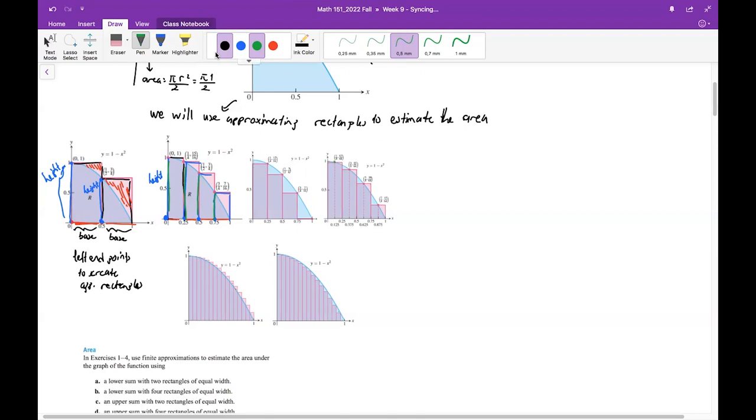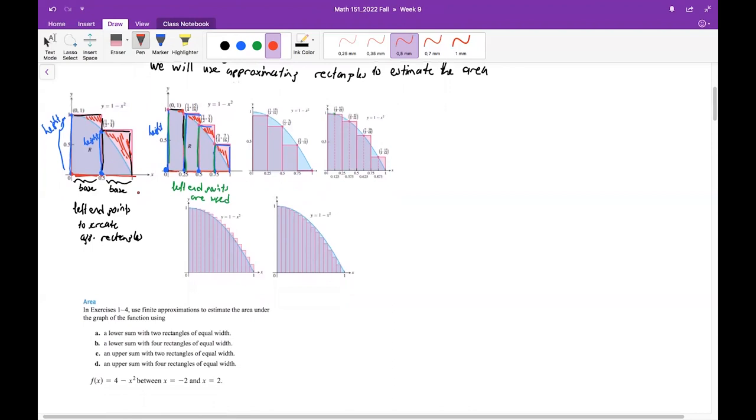Let's indicate that. Left-hand points are used. Still, we have some errors. You see, these are extra parts. So the sum of the areas of the rectangles will be, of course, bigger than the exact area. So this is just an approximation, okay? And since in these two cases, the approximation is bigger than the exact area, that's why we call them the upper sum.